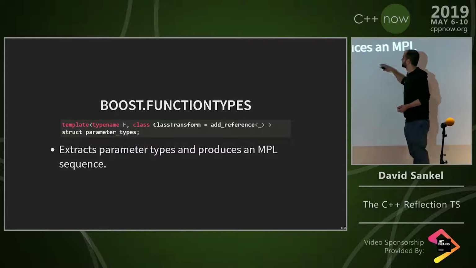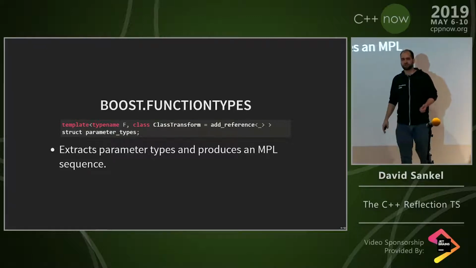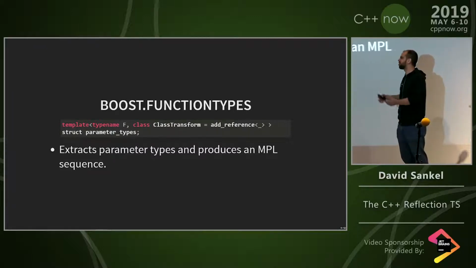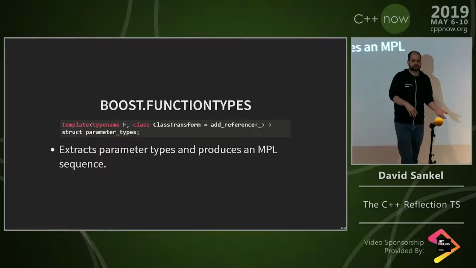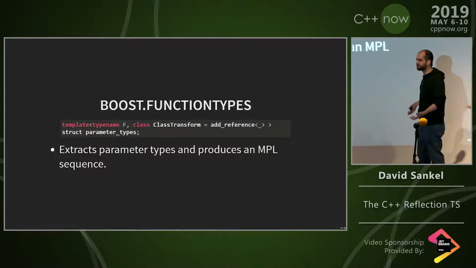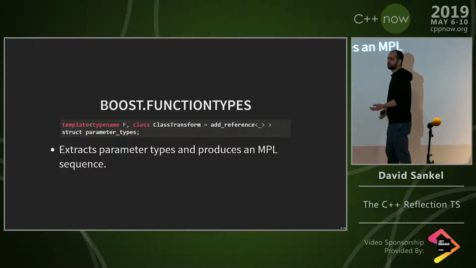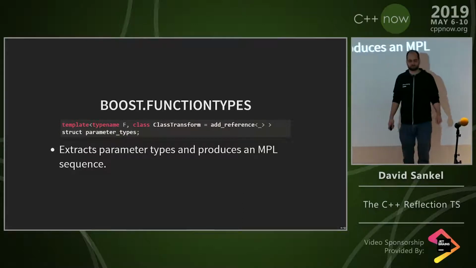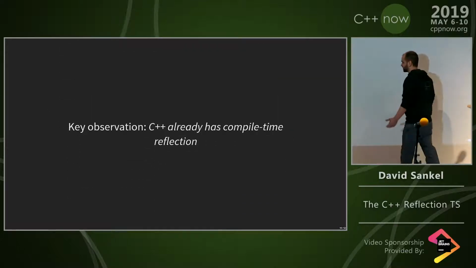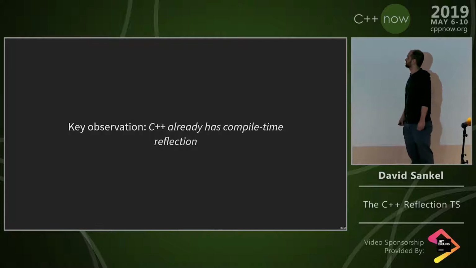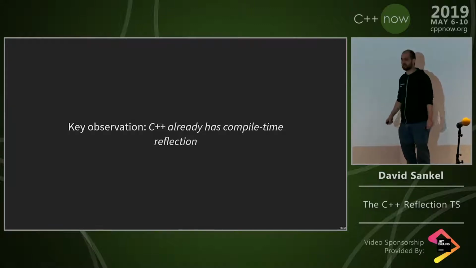This, in particular, produces an MPL sequence. And once you have an MPL sequence, you can do all kinds of neat things with it. You can make a tuple out of those types. You can take that tuple, then you can invoke that function with it. There's a lot of interesting things that you can do in terms of reflection with C++ right now. So the key observation here is that C++ already has compile time reflection.